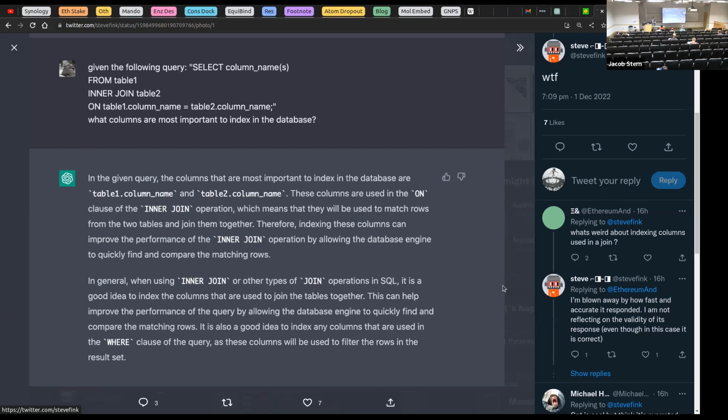So like previous versions of GPT-3, if you've interacted with it at all, they tend to spit out plausible sounding responses, but not factually correct responses. Yeah, so that's our next example. Any thoughts so far?